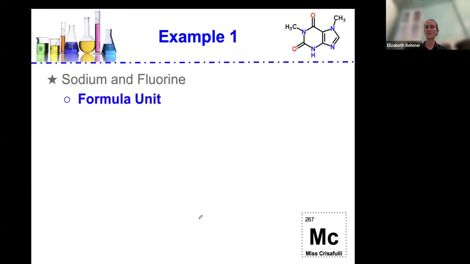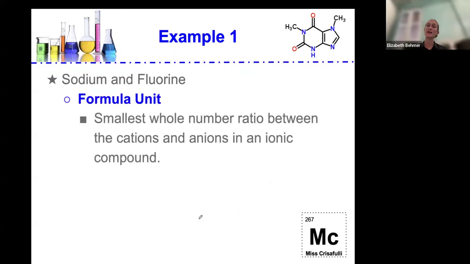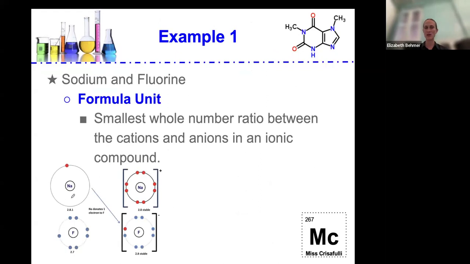So let's go back to the example of sodium and fluorine. Again, the formula unit is the smallest whole number ratio between the cations and anions in an ionic compound. So here we have the sodium and fluorine. We'll see how sodium, again, is going to donate 1 electron to fluorine. So we get an octet, as you can see here, and you can see how both now have this stable octet in their second energy level, because you can see how they each now have 8 electrons in their valence shell.